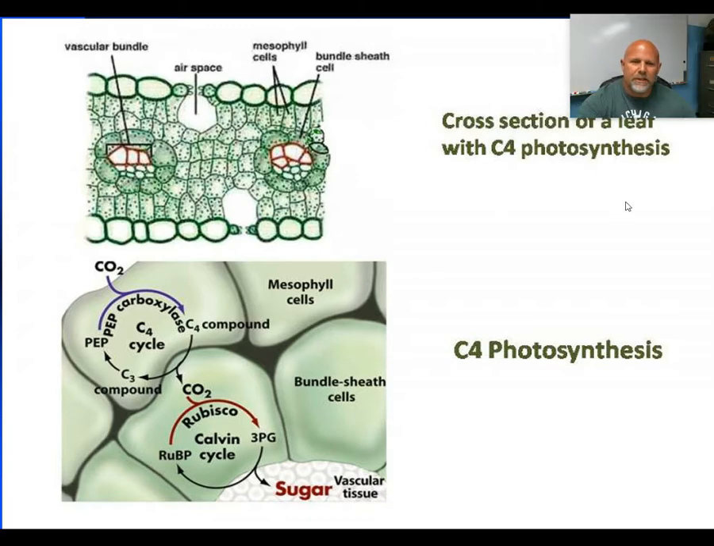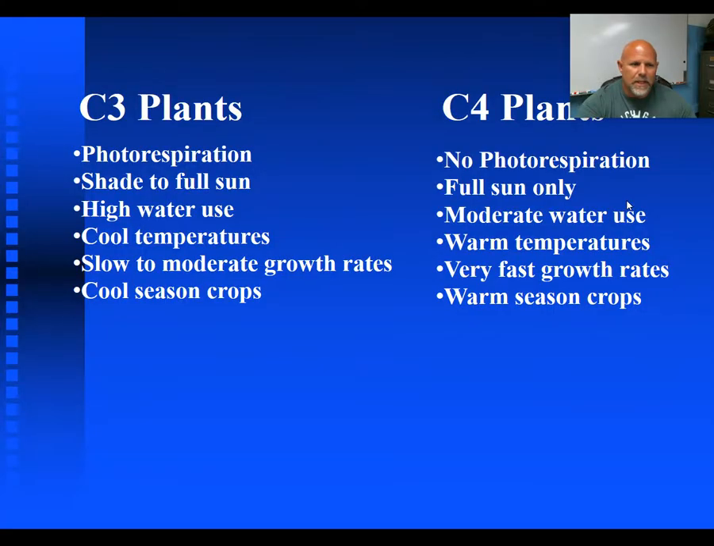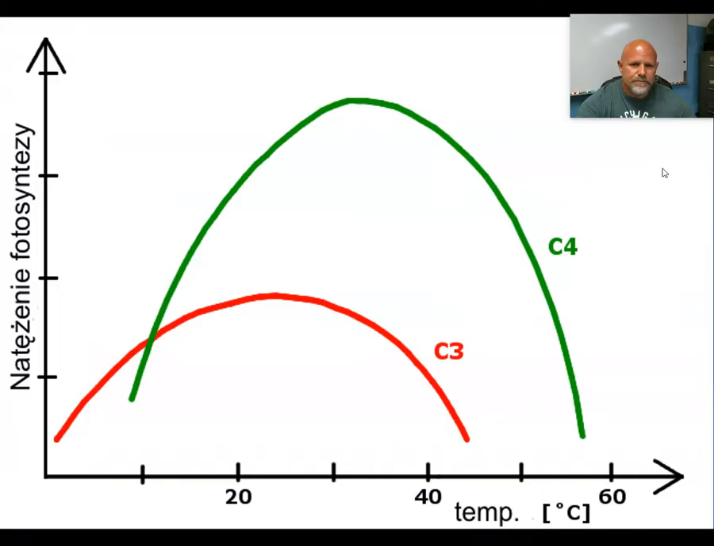Some C4 plants that grow around here, crabgrass, that's why it does so well here in the summer, especially if you don't water your lawn that much, it still flourishes. Corn is a really good C4 plant. Does really well in hot, dry weather.